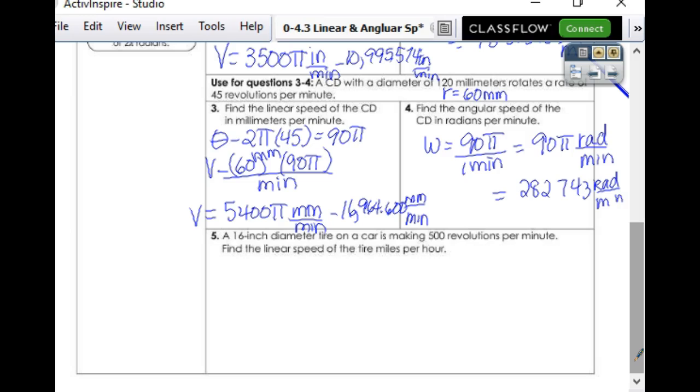So let's look at this one, and we'll do this together. So first of all, it's a 16-inch diameter. I don't ever want diameter, I want radius. So my radius is going to equal 8 inches. A car is making 500 revolutions per minute, so I want the linear speed. So we all have to start the exact same way. The very first step, find theta. If I find theta first, I take the revolutions times 2 pi. My revolutions is 500 and 2 pi, so my theta is 1,000 pi.